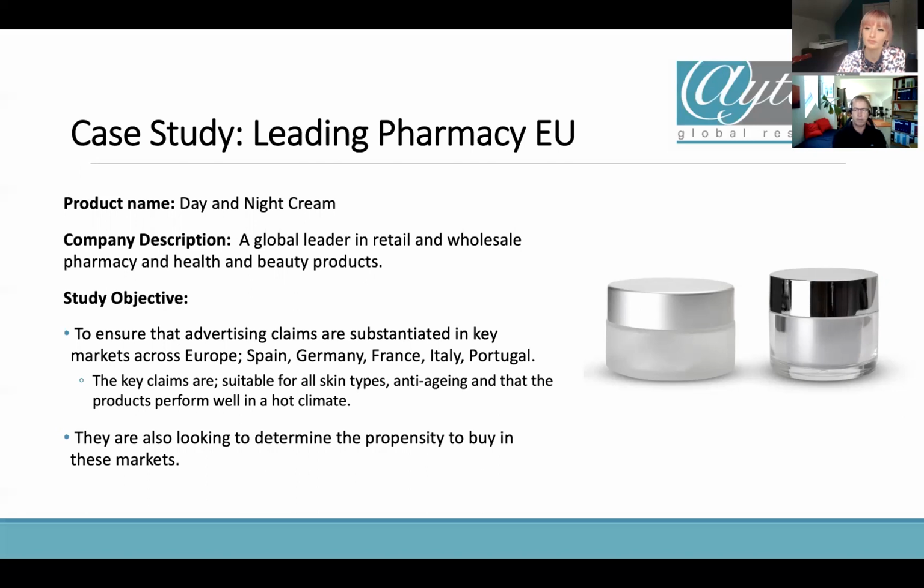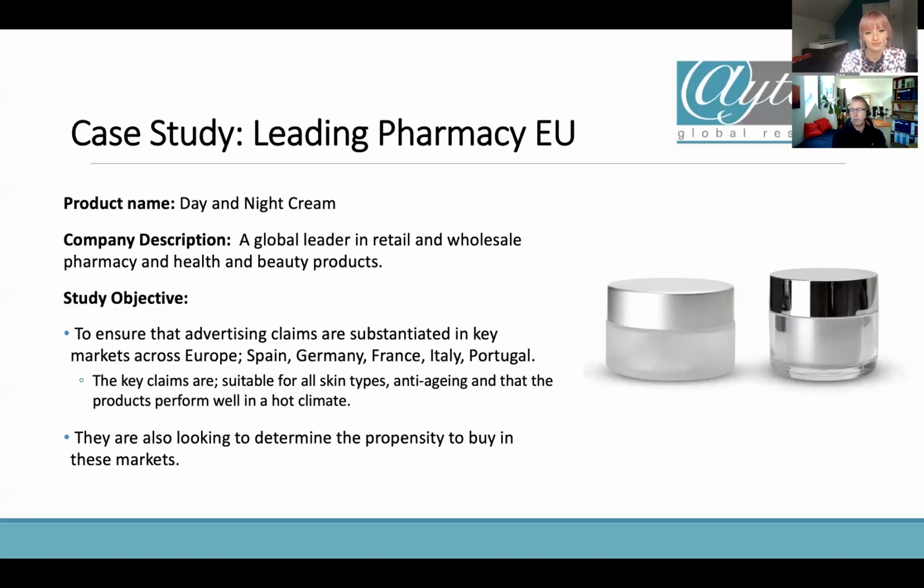And this is one nice example that we found over here, the day and night cream by a leading pharmacy in the UK, in the EU, who, to be sure, tested in key countries across Europe, in Spain, Germany, France, Italy, and Portugal. So they didn't want to rely on the French authorities accepting a test in Spain. They wanted to make sure that it was actually tested in France, because then you can definitely be sure that French consumers will validate the claims, and it will hold true.